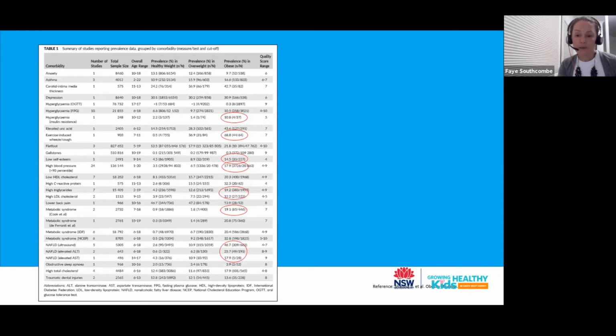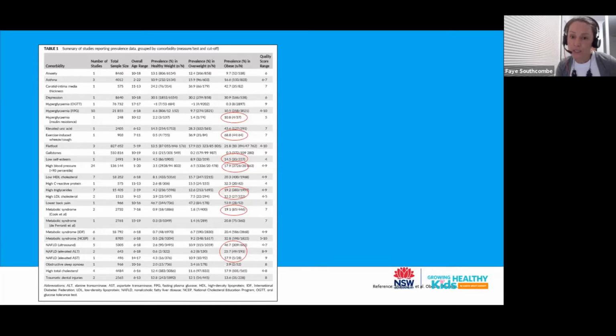So this is a lovely review which looked at the increased prevalence of some of these complications of obesity in children across the different weight categories. You can see there are columns for children who are healthy weight, overweight, and then obesity. We've highlighted some of the columns which identify issues with a much higher prevalence ratio. For example, insulin resistance is 10.8 times more likely in children and young people affected by obesity.